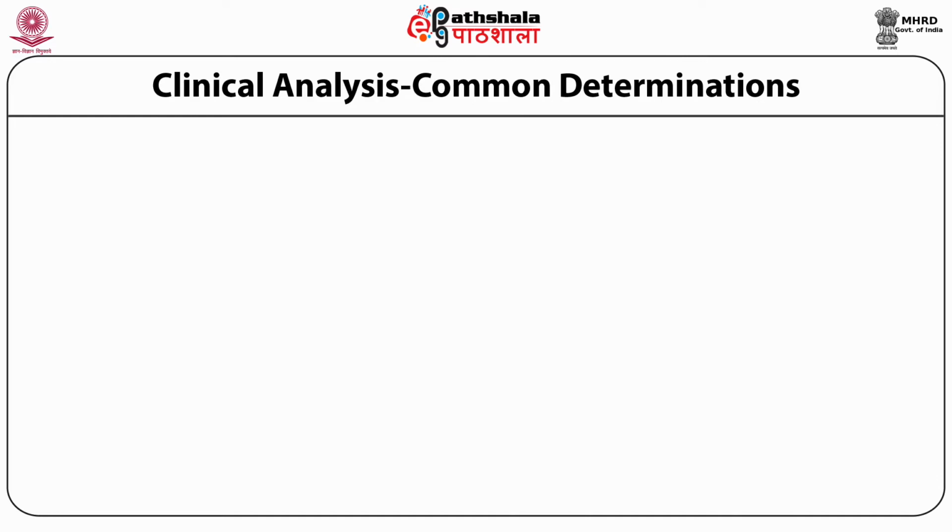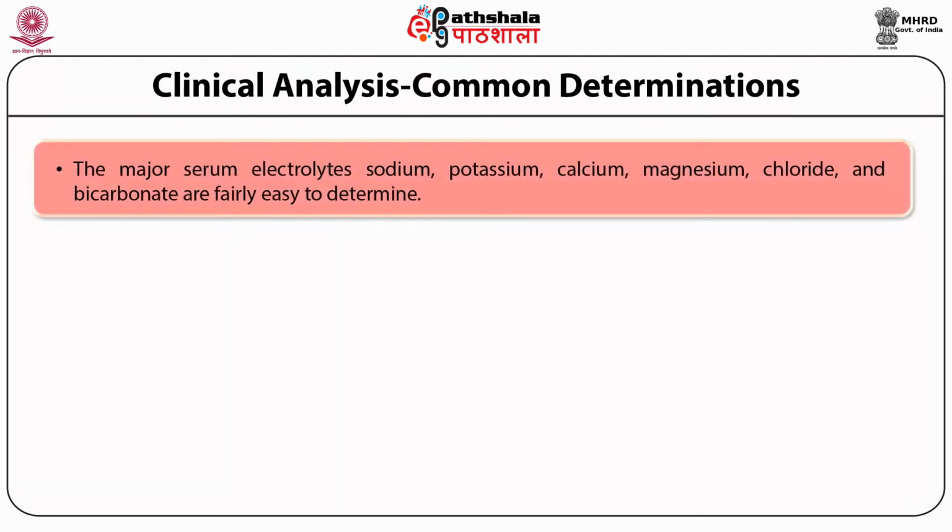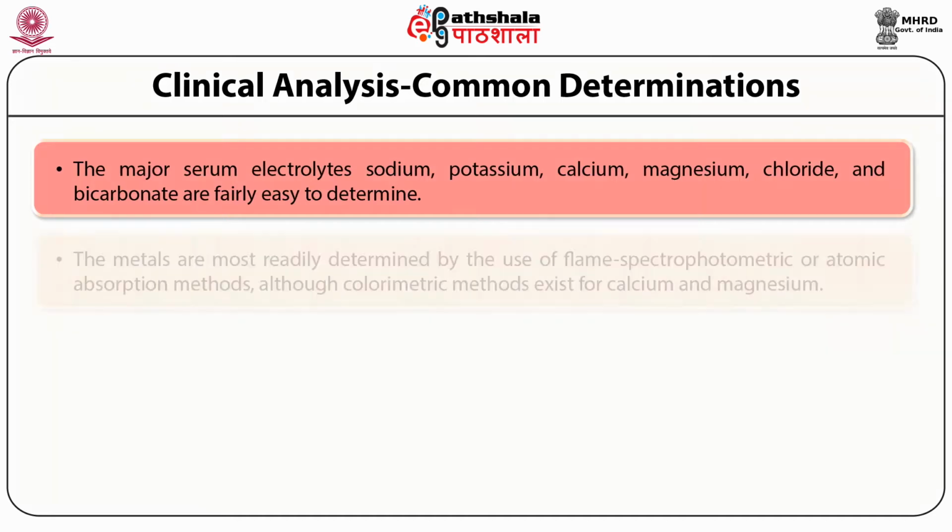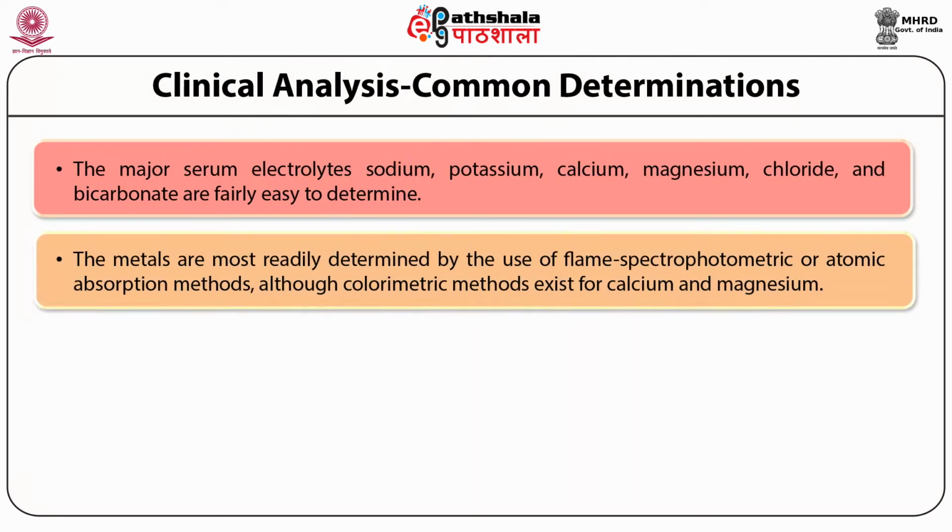Now we discuss here the common clinical analysis determinations. There are variations or different procedures offering varying degrees of convenience, speed, sensitivity, accuracy, precision and so on. The major serum electrolytes sodium, potassium, calcium, magnesium, chloride and bicarbonate are fairly easy to determine. The metals are most readily determined by the use of flame spectrophotometric or atomic absorption methods, although colorimetric methods exist for calcium and magnesium.